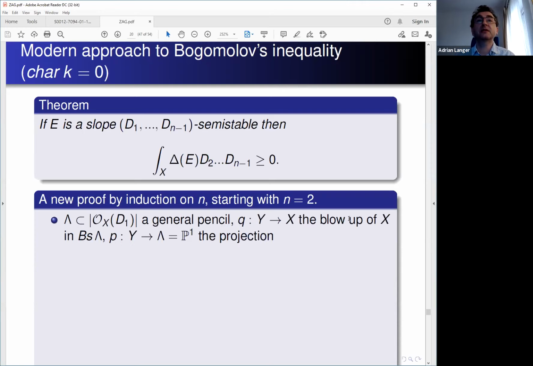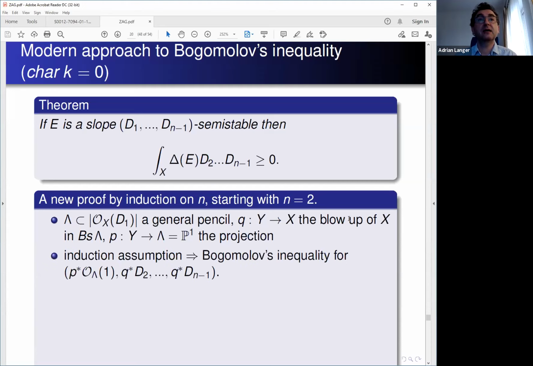So we start with, we can change the polarization D1 so that it becomes very ample, and then one can prove that this inequality is still equivalent to this inequality with this assumption. Then we can take a general pencil inside of this linear system associated to D1 and take the blow up along the base locus of this general pencil. This comes with a projection to P1 that I call p.